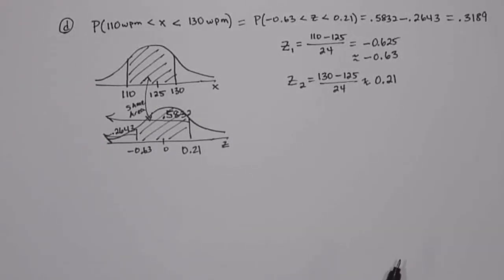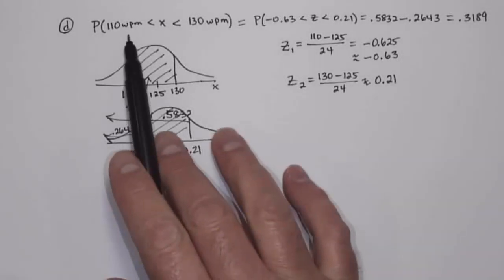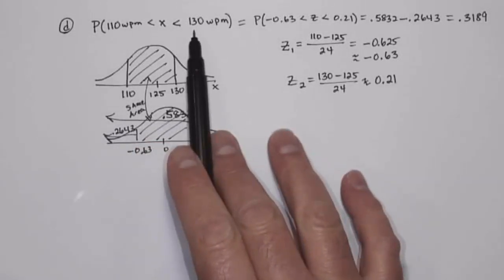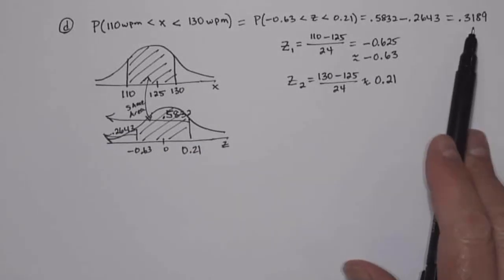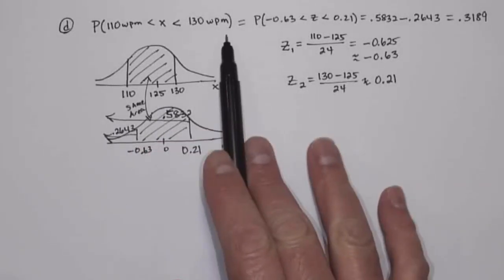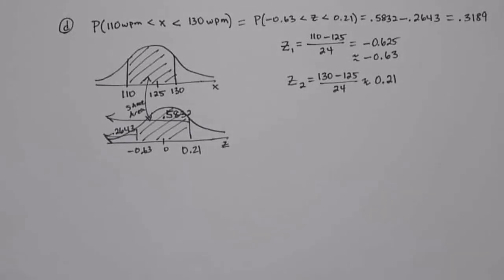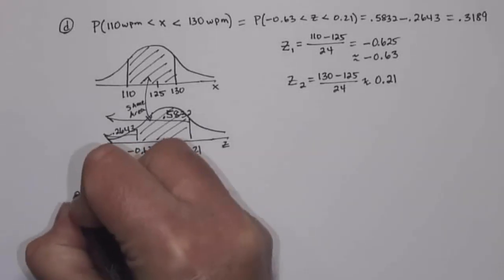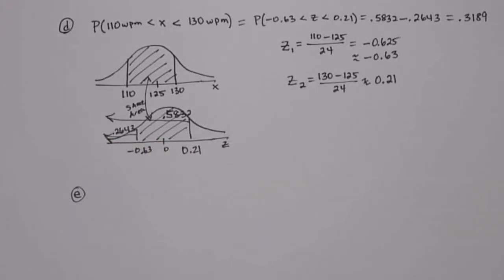So if we randomly selected a 6th grade student, the probability that they read between 110 and 130 words per minute is 0.3189. Or in other words, about 31.89% of 6th grade students read between 110 and 130 words per minute. For part E, we are asked if it would be unusual for a 6th grader to read more than 200 words per minute, and why.